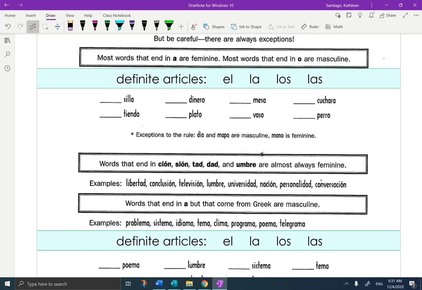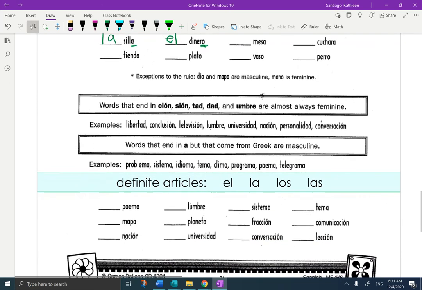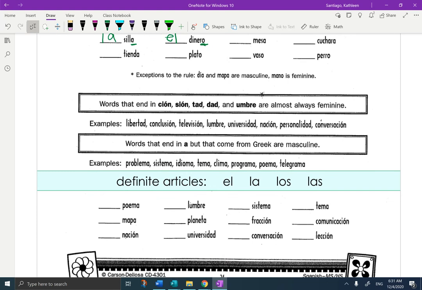So again, they're just asking you to practice. Silla ends in an A, so it's feminine, so it's going to be la silla. Dinero ends in an O, so it's going to be masculine, el dinero. I'll let you finish those up. Then it says the exceptions to the rule día and mapa are masculine and mano is feminine. So that's kind of important to remember these because we're going to use especially mano and día, and I don't want you to think that we are goofing it up. We're not goofing it up. They're exceptions to the rule.